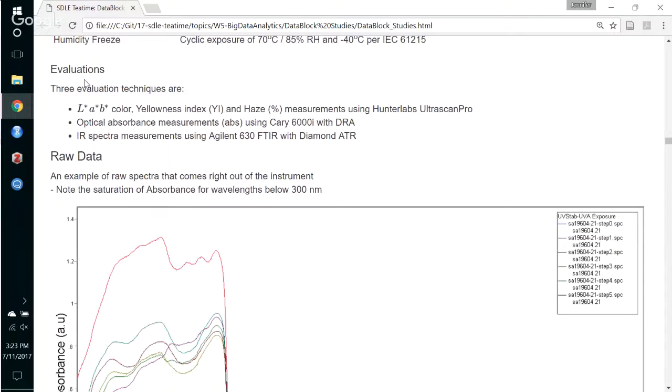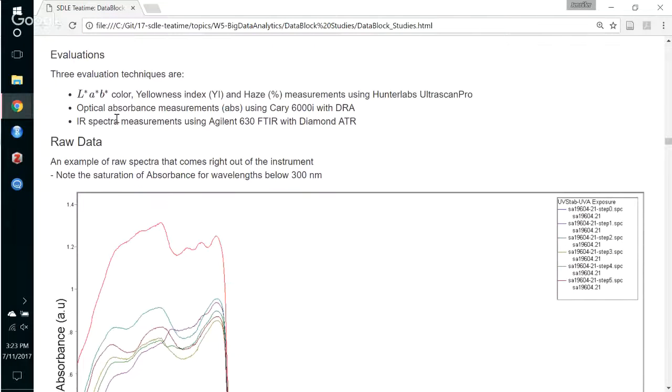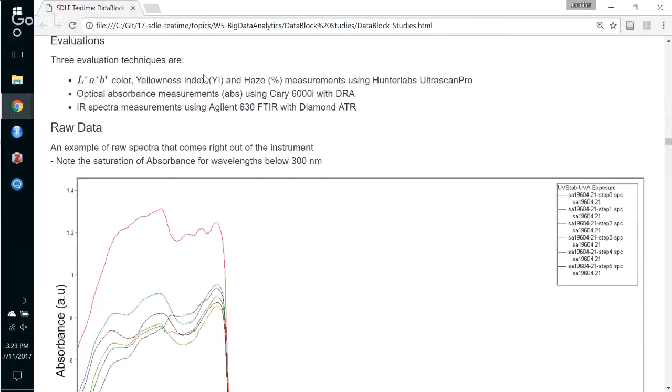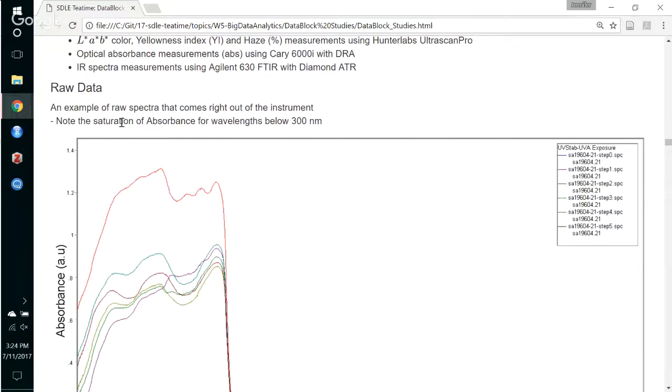And then we have 3 different evaluation techniques. So a color, a yellowness index, and a haze, which are all measured with one spectrophotometer. So that's one of our evaluation techniques. And then optical absorbance measurements and Fourier transform reflection measurements.